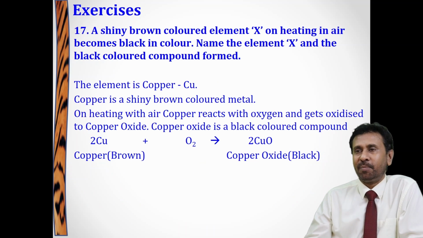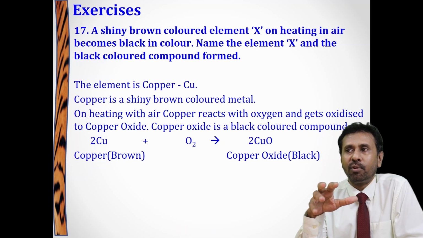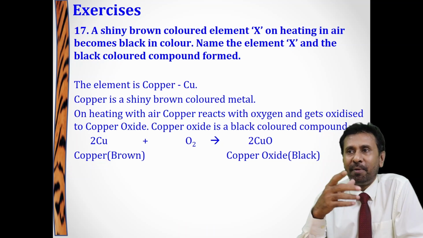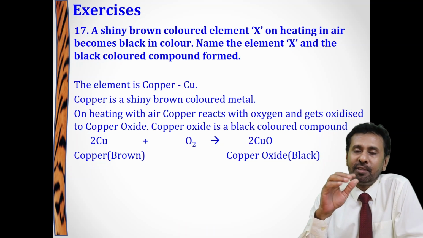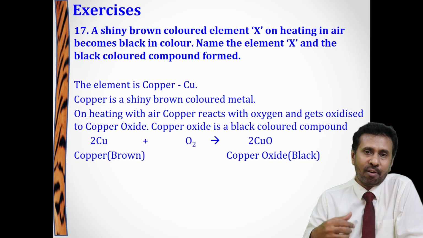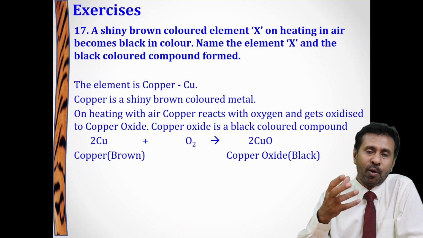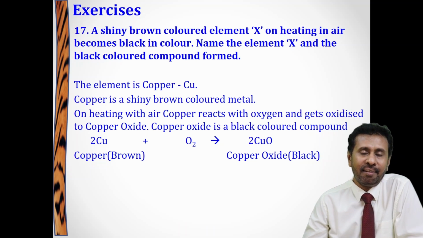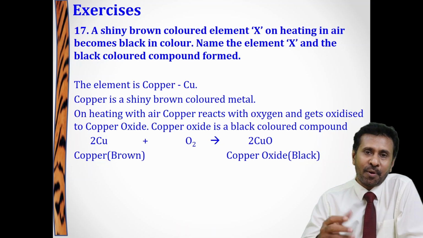Again, it's self-explanatory. A shiny brown colored element heating in air becomes black in color. We discussed this. It's copper oxide, and when hydrogen is passed over heated copper oxide, we get the copper back because hydrogen reacts with the oxygen, and it exposes the copper.